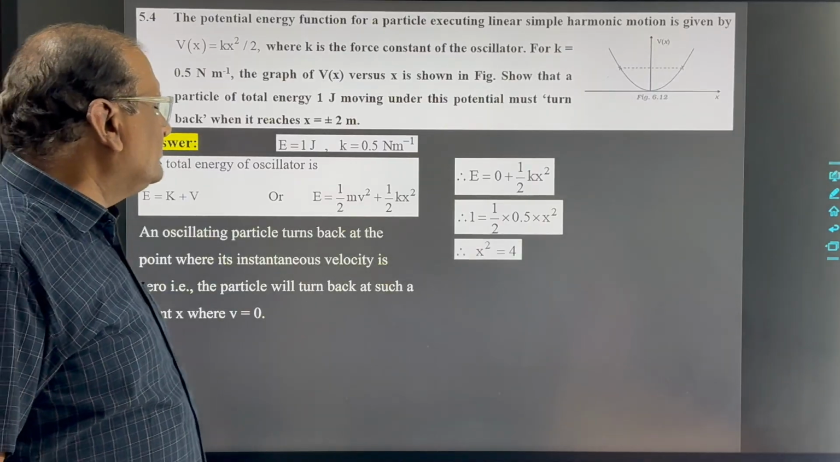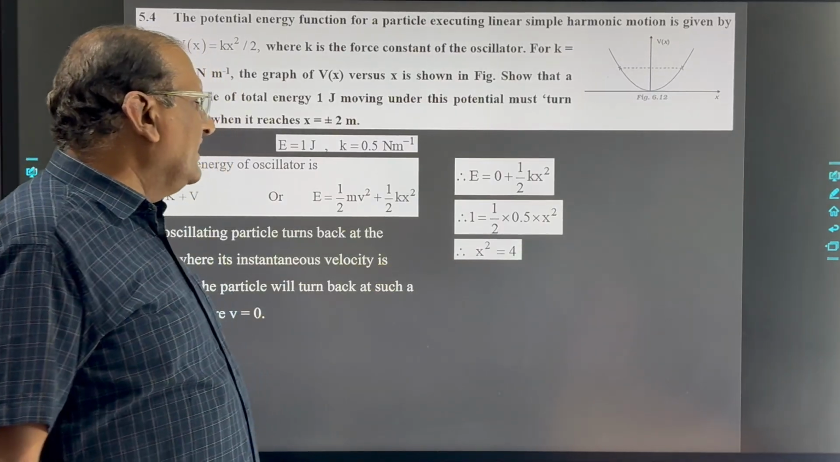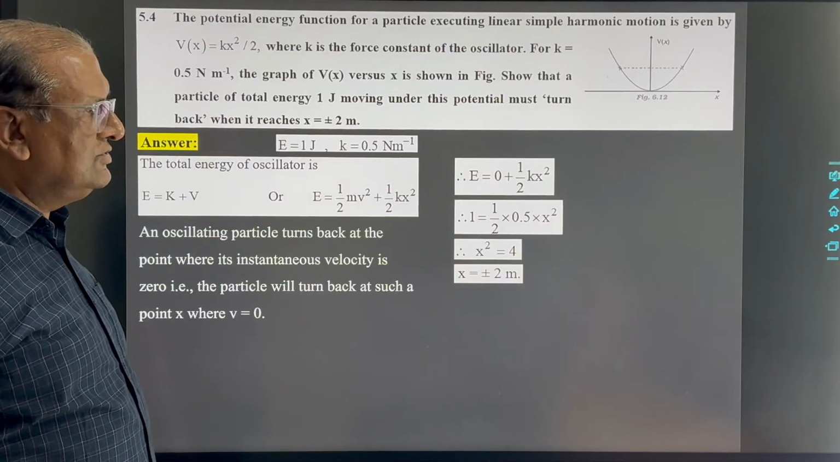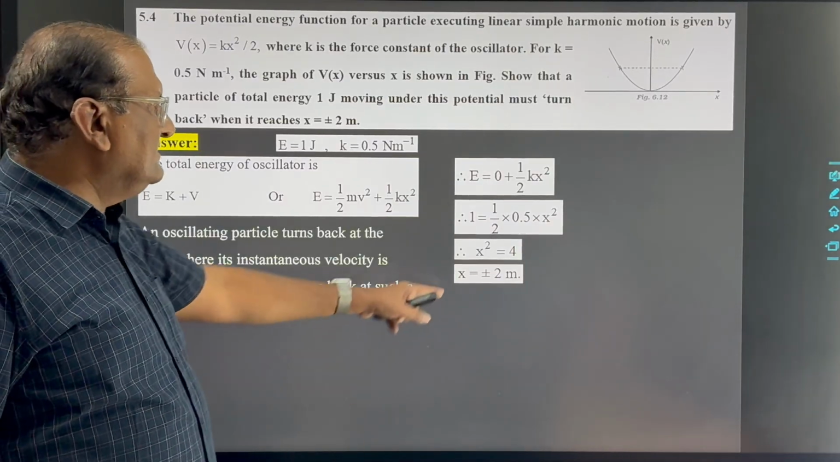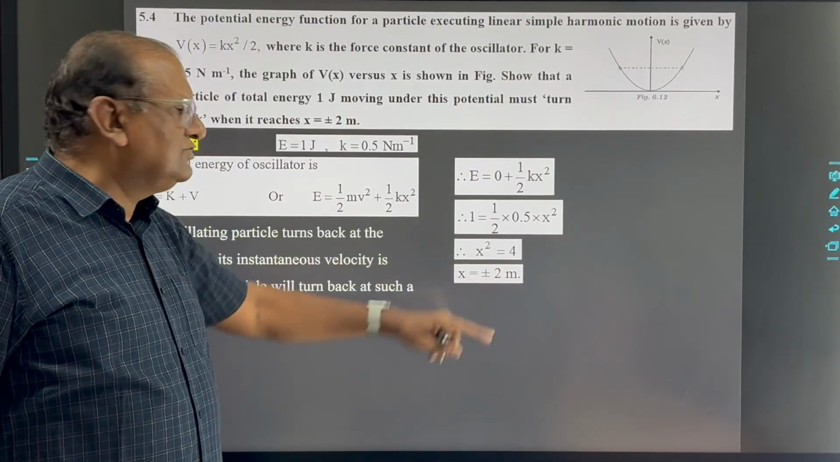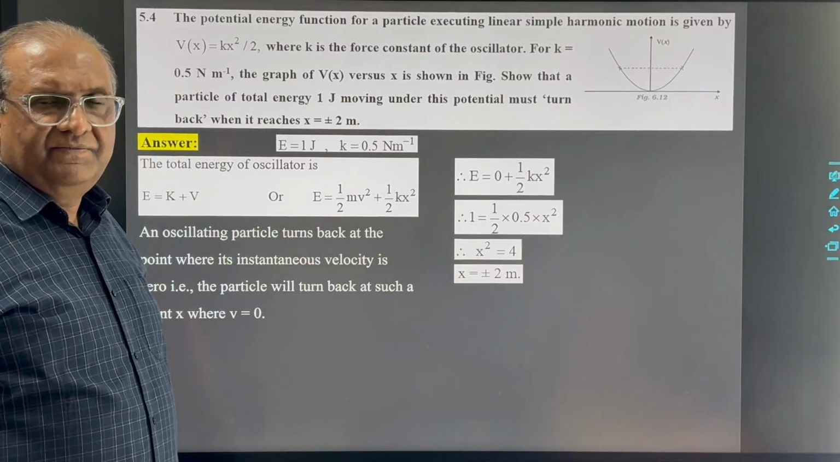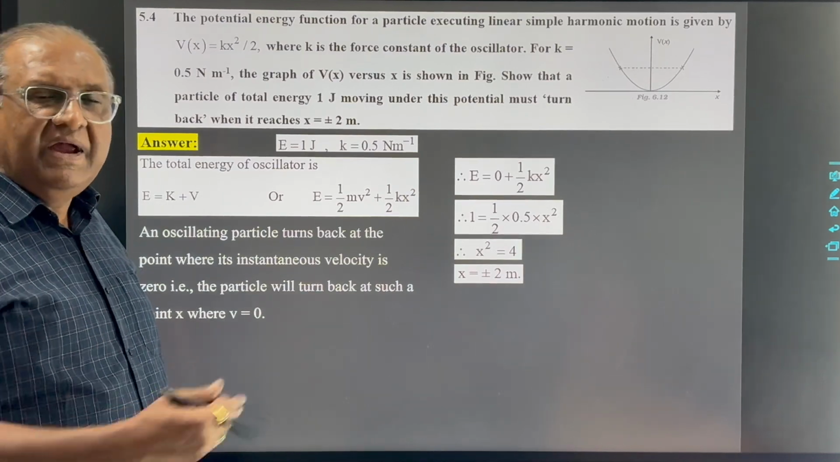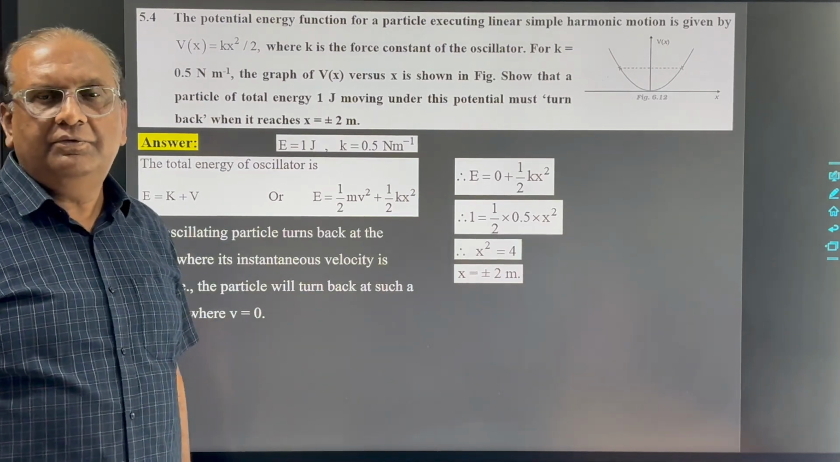Clear? So x square is 4, so x equals plus or minus 2. So here we can say that at the position plus or minus 2 meter, it comes back. Clear to all of you?